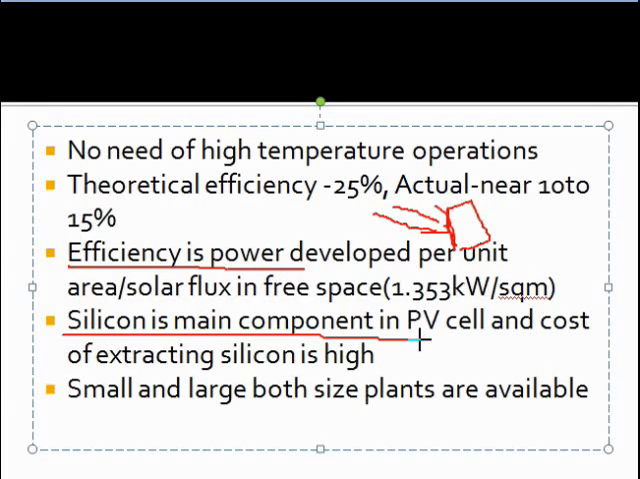And then these solar panels, starting from small size to very large size, we can get a wide variety of sizes of solar plants. So I can show you some examples where we'll see the smallest to the largest of the plants.